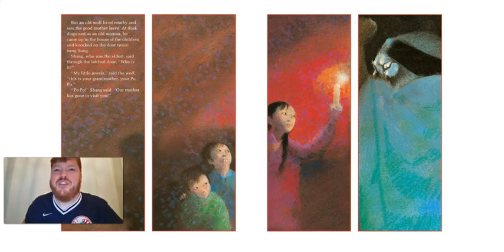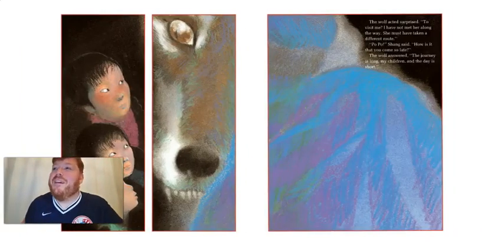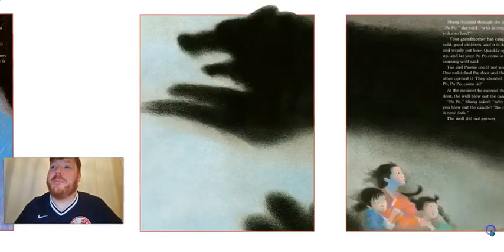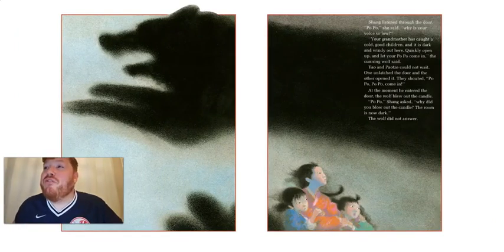"Po Po?" Shang said. "Our mother has gone to visit you." The wolf acted surprised. "To visit me? I have not met her along the way. She must have taken a different route." "Po Po," Shang said, "how is it that you come so late?" The wolf answered, "The journey is long, my children, and the day is short." Shang listened through the door. "Po Po," she said, "why is your voice so low?"